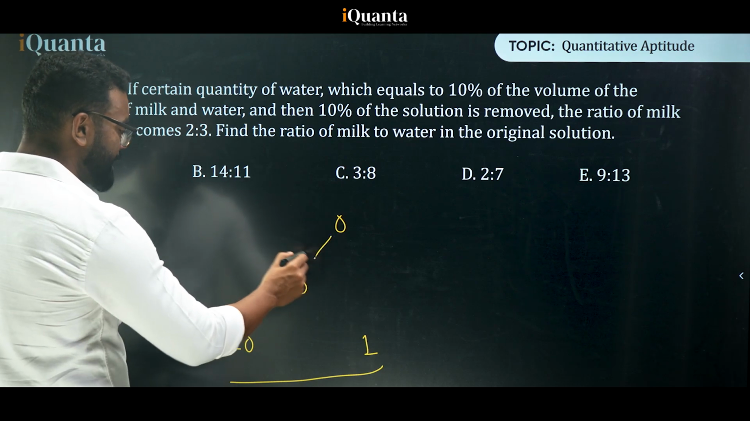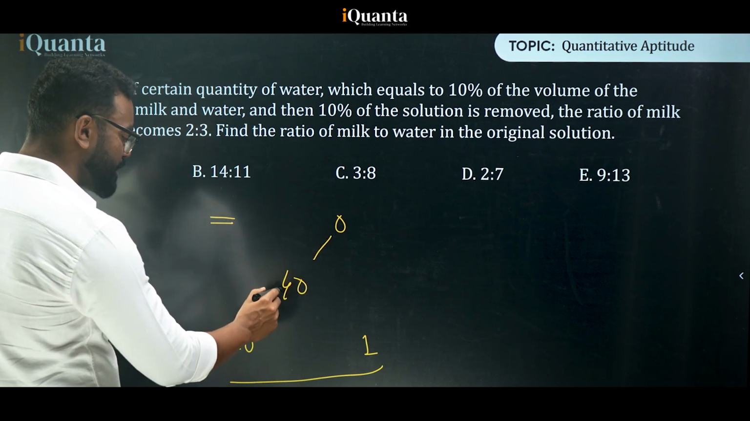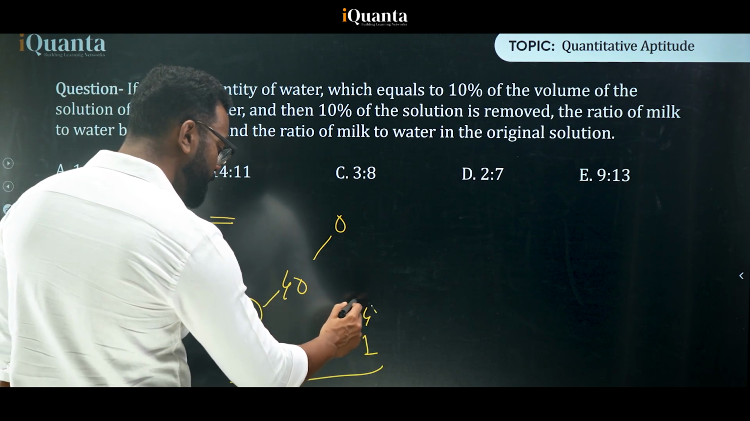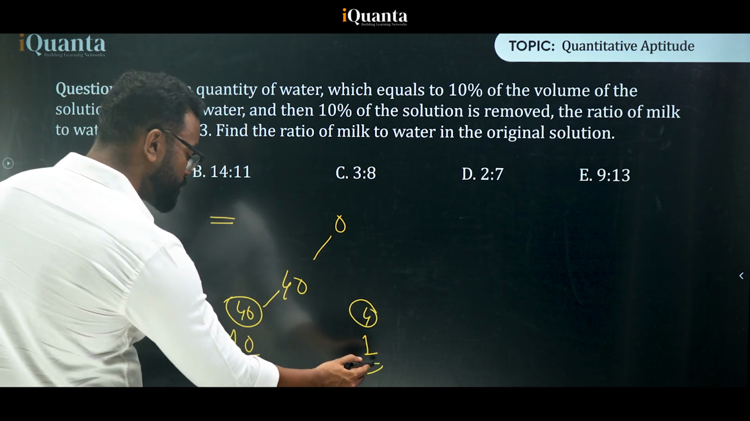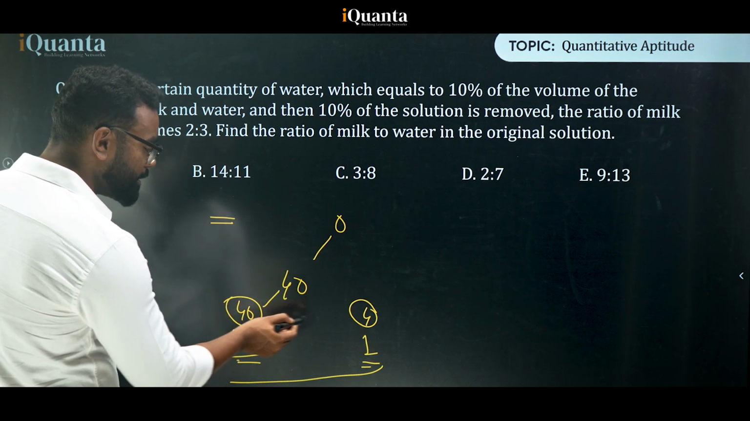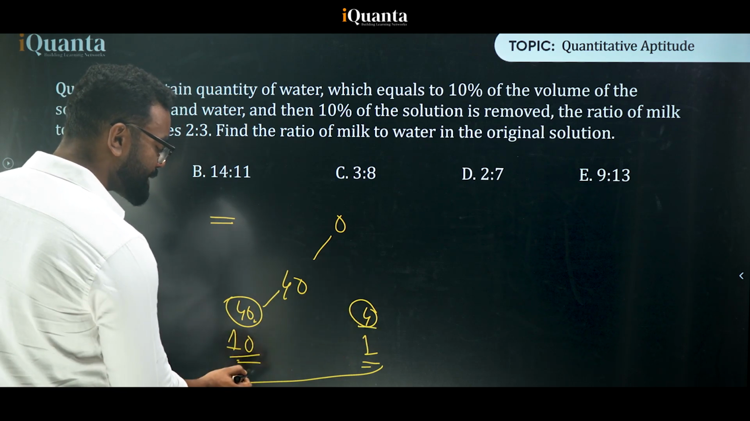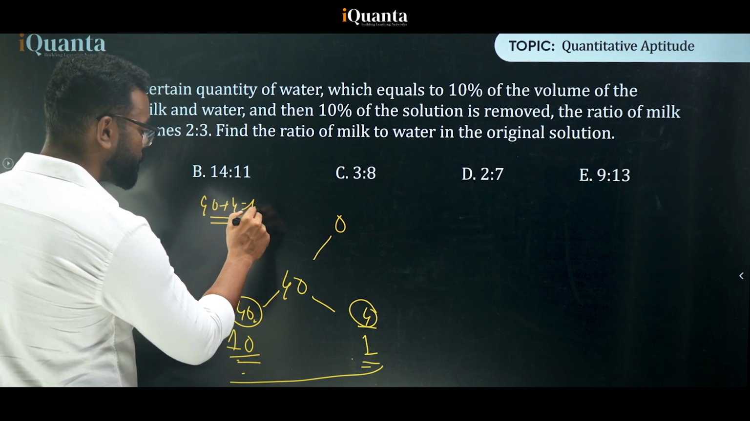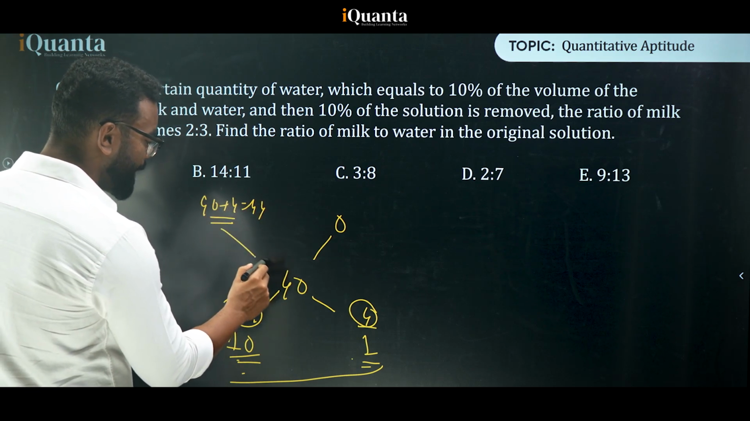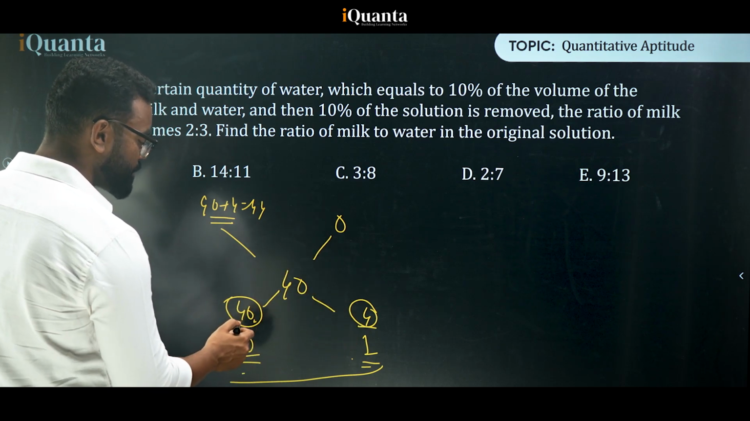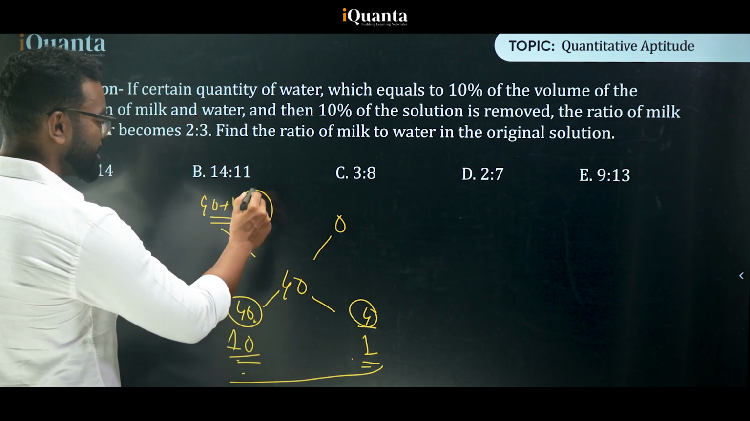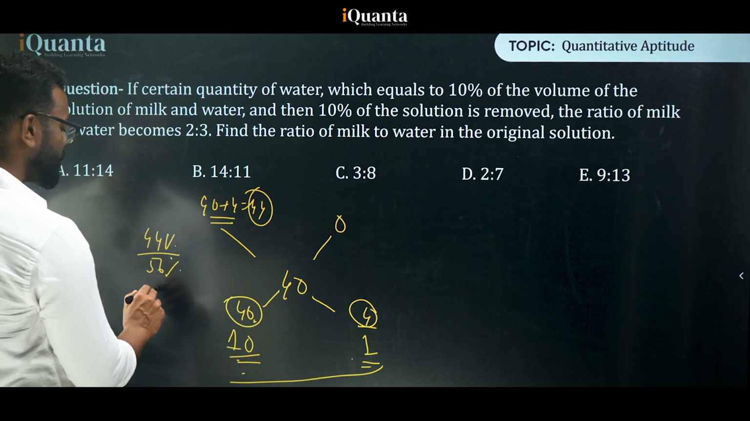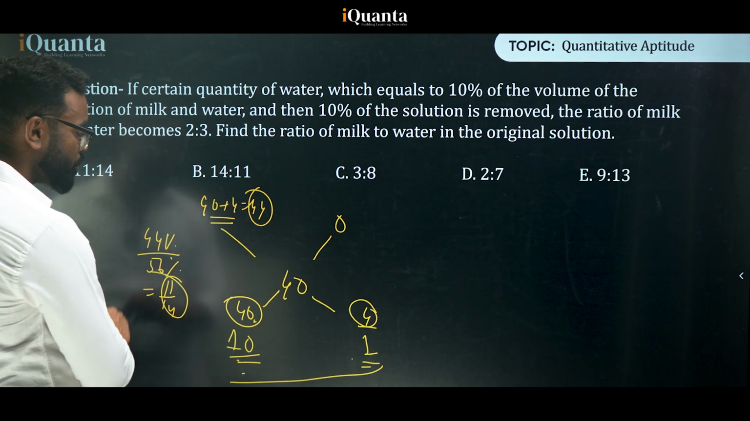So do one thing first. I need to find this part. So 40 minus 0 is how much? 40. So if this is 40, this has to be 4, because the ratio should be 10:1. So if I get 40 here, this has to be 4, because 40:4 is the same as 10:1. Now do this thing, add 40 plus 4. This is 44. So I can say 44 minus 40 is 4, and 40 minus 0 is 40, so the ratio is 10:1. So your answer you can get directly: the milk portion is 44%, water is 56%, and hence your answer is 11/14. So you can solve it directly.